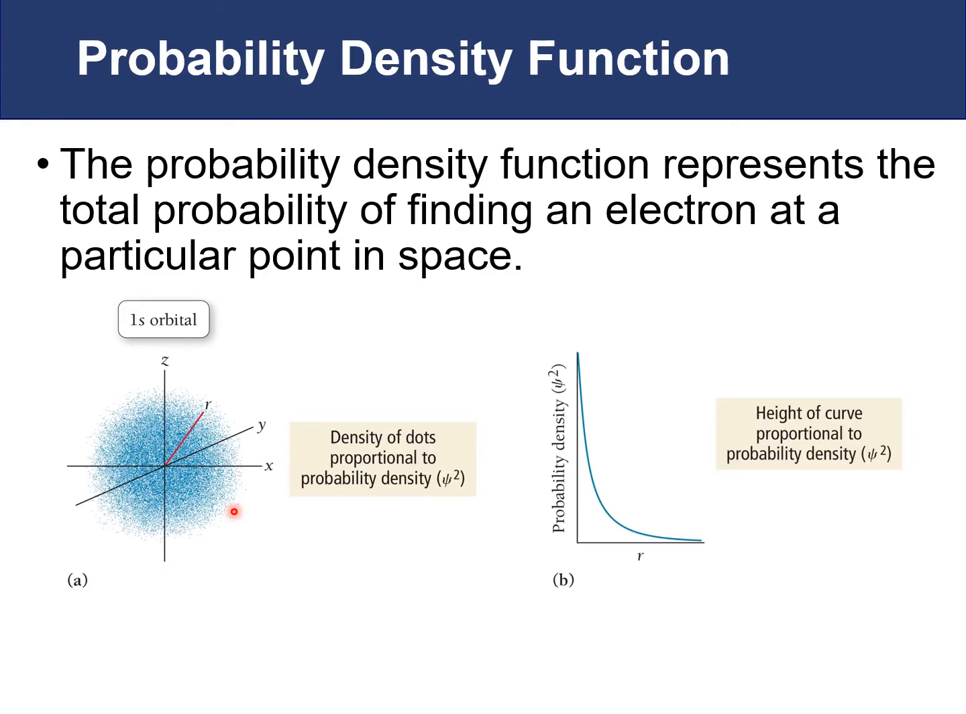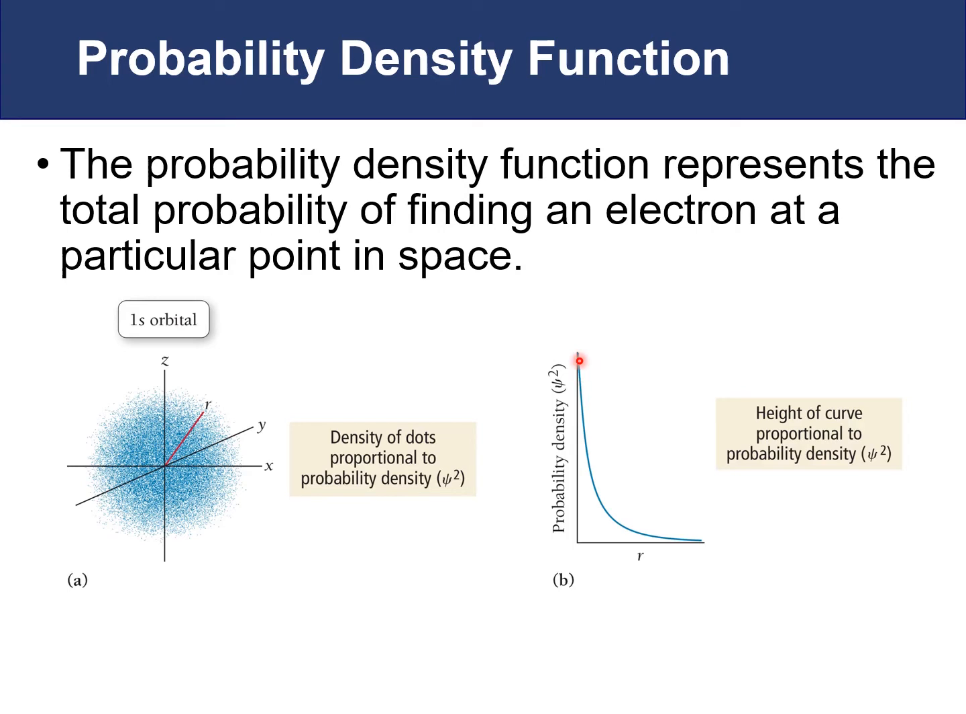The probability density function, which again is the square of the Schrödinger wave equation, represents the total probability of finding an electron at a particular point in space. For the 1s orbital, which would be where our n value, our principal quantum number, is equal to 1, and our L value, which tells us the type of orbital, would be equal to 0, we can graph the probability of finding an electron as a function of the radius. For the 1s orbital, it has this particular shape, where we have a high probability of finding the electron at a point that is very close to the center.